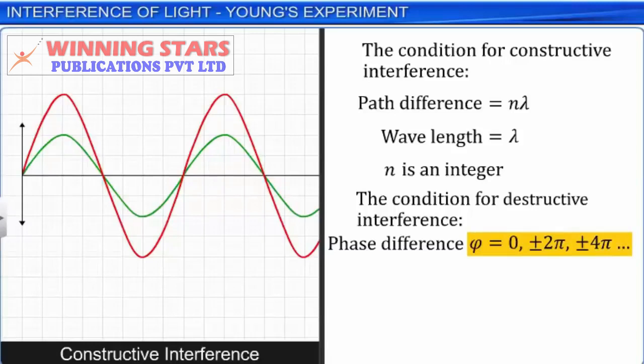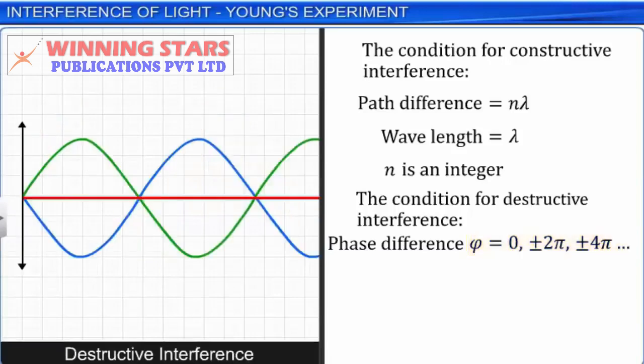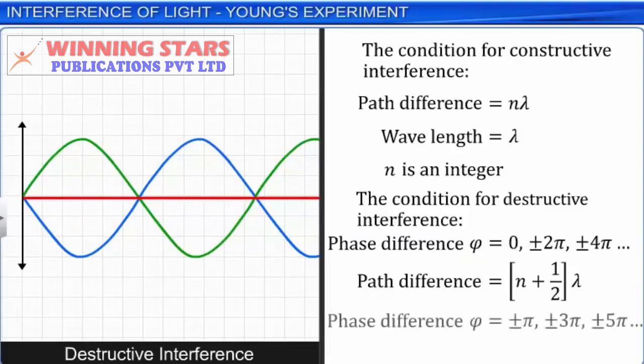For destructive interference, either the path difference is equal to n plus half into lambda, or the phase difference, phi, is equal to plus or minus pi, or plus or minus 3 pi, and so on.